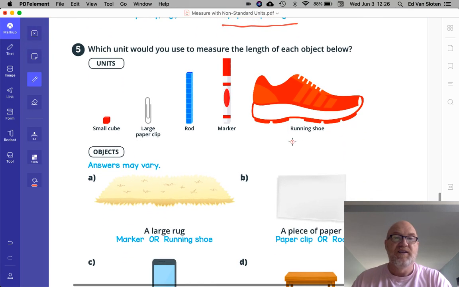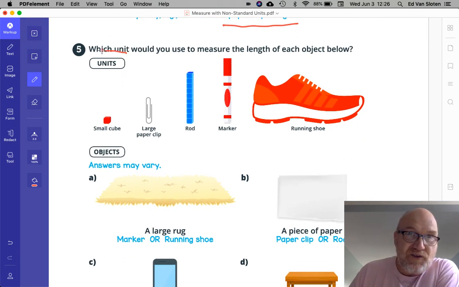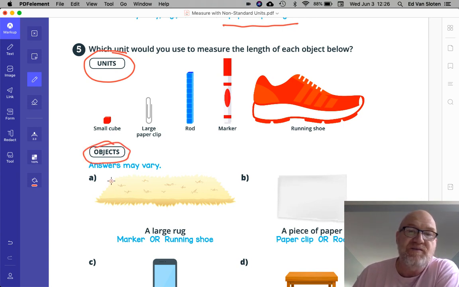Okay, so let's see. They said these are the units you can choose from. And here are the objects that you need to measure. Oh, I hate when they say answers may vary. If it's a large rug, I say you're going to use a running shoe, make sure it's clean. But yeah, I guess you could use a marker too. A piece of paper, I would use a paper clip, a rod maybe.